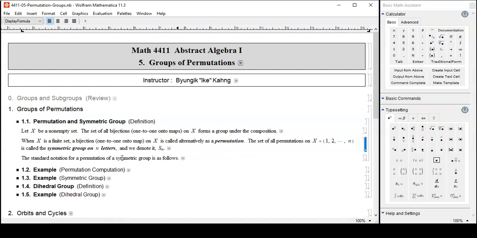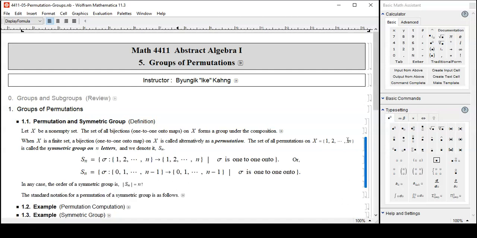In any case, the order of a symmetric group is n factorial. You see, for the first letter we have n choices. For the second letter we have n-1 choices because 1 is already selected. For the third letter we have n-2 choices because 2 letters are already selected, and so on and so forth, and multiply them all, we have n factorial.